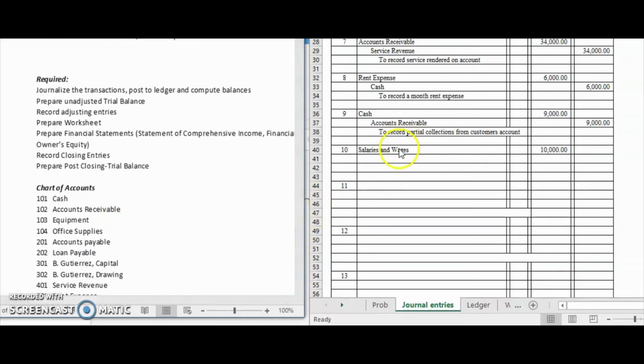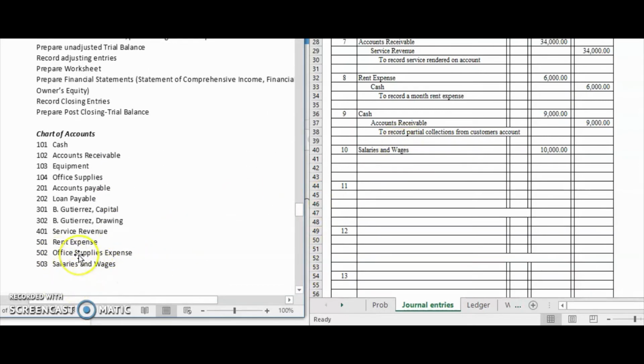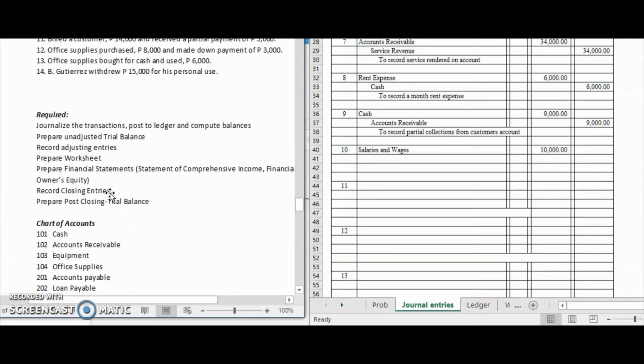Okay lang ba na magkaiba yung salaries and wages dun sa account title? Hindi po. You use salaries and wages here, you use salaries and wages here. If you use office supplies expense here, you use office supplies expense here. Okay? Hindi pwedeng salaries expenses tapos salaries and wages here. So what's the use of chart of accounts if you don't follow the name, yung title ng account natin?